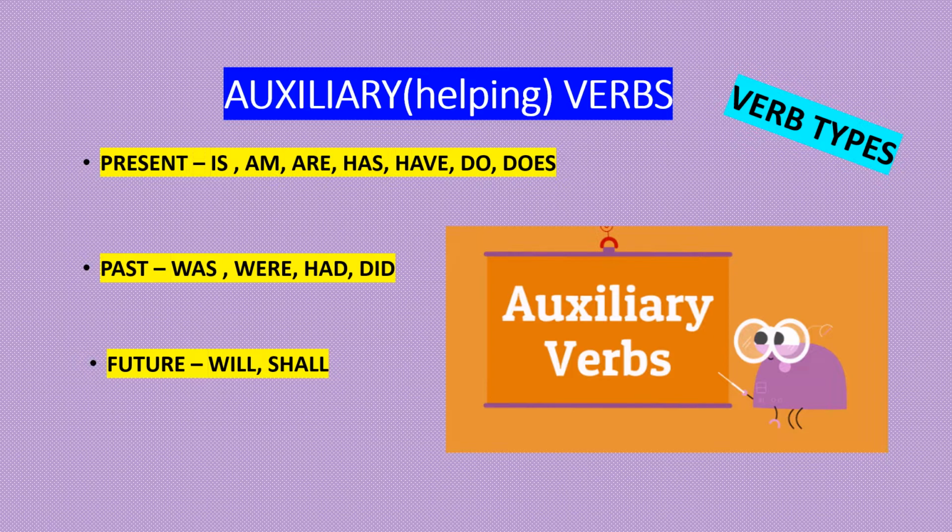The first is present. Here, the words will be is, am, are, has, have, do, does. For the past, we will say was, were, had, did. And for the future, it'll be will or shall.